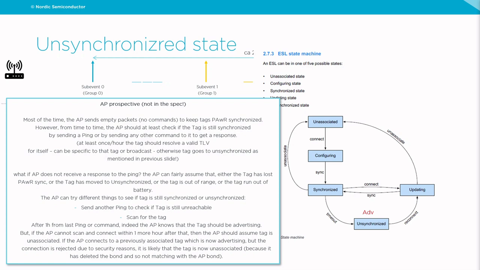From an access point point of view, the spec leaves a lot of flexibility. It is up to each access point implementation on how to handle the Bluetooth ESL tags. The spec indeed focuses mainly on the tag behavior and only indirectly on the access point. In this slide, you will find some valuable information on how the access point should handle the tags and understand their status. It is good to know how the access point should prevent the tags to lose synchronization, for example, by sending pings from time to time, and how the access point can understand if the tag is still synchronized, or it is in unsynchronized state, or it is in unassociated. So feel free to pause the video if you want to read the details here.